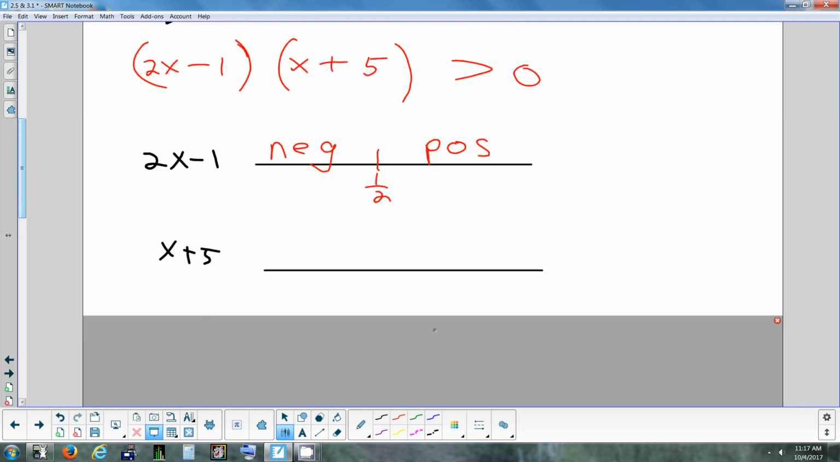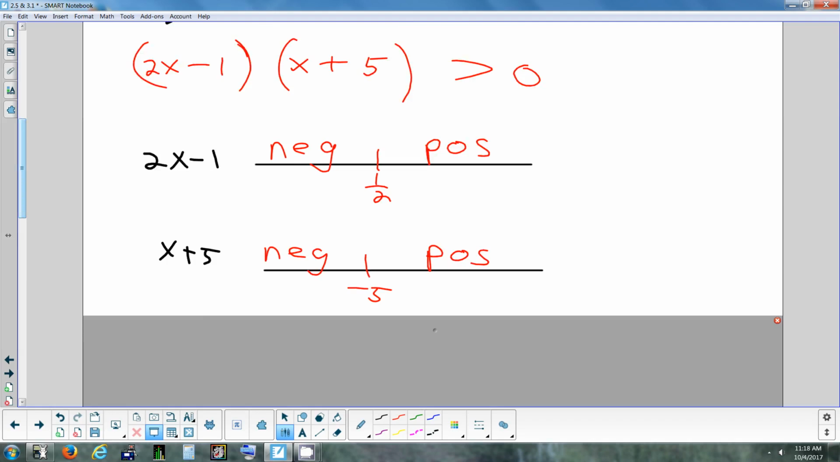What would you plug in for x there to make that 0? Negative 5. What if you plug in numbers to the left of negative 5? What kind of answers would you get? Negative, like negative 10. If you plug in that, you get negative. How about to the right of negative 5? Positive. Yeah, like if you plug in 0, you'd get a positive result. Okay. Any questions on that one?